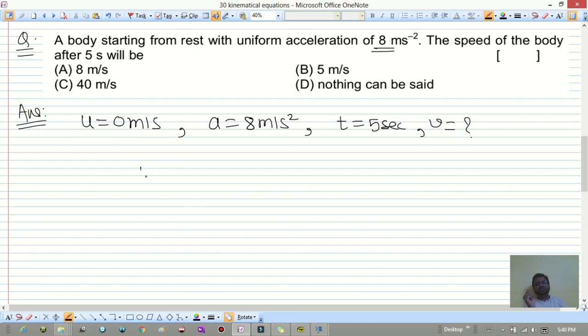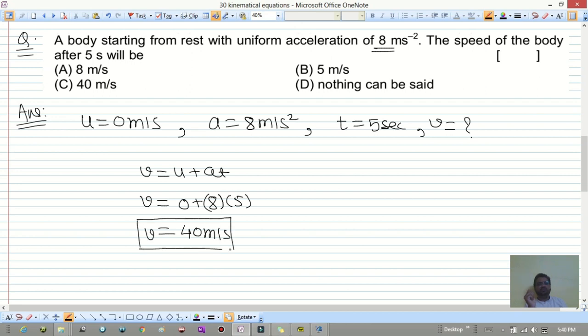So we know that v is equal to u plus at. So v is equal to u is 0 plus a is 8 into t is 5. So we have 40 meter per second. So v is 40 meter per second. So at t is equal to 5 seconds, we have speed as 40 meter per second. So I hope this is clear.